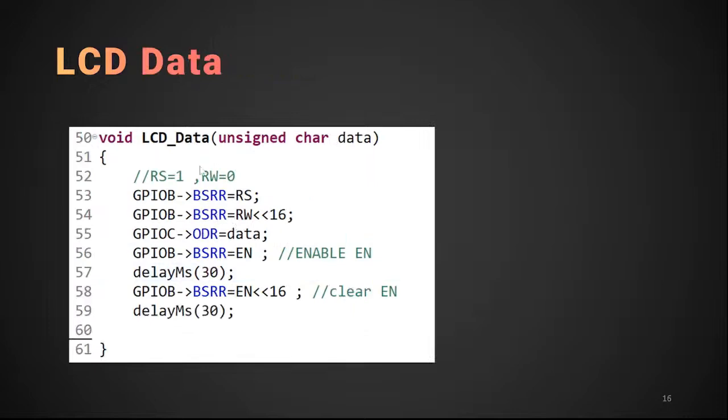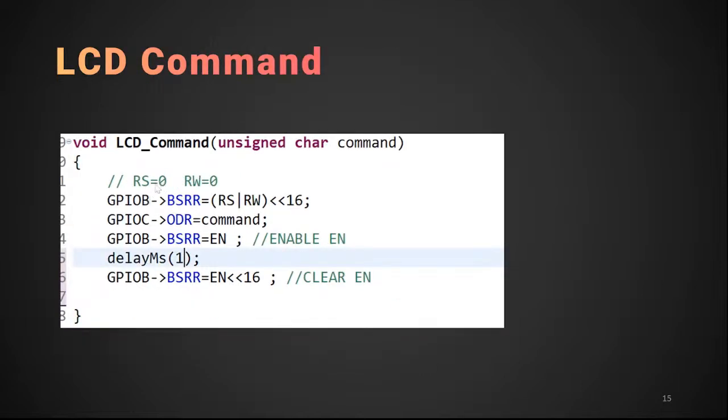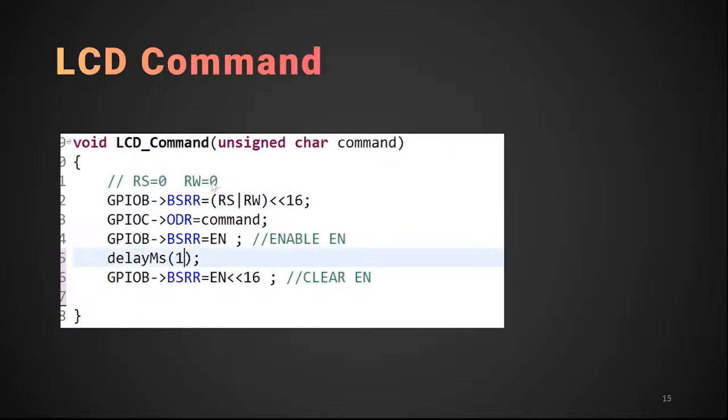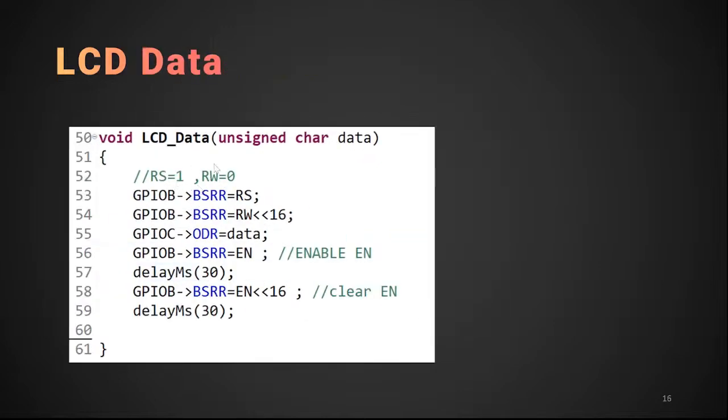So this is for command. And for data, you enable RS. For command, register select is 0 and read/write is 0. For data, RS equals 1 and RW equals 0. So you set this BSRR, and you just clear RW, equal to 16. And for data, you pass the data here. Whatever data comes, you pass to the output data register, and you enable this line.